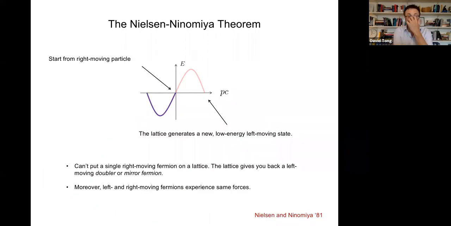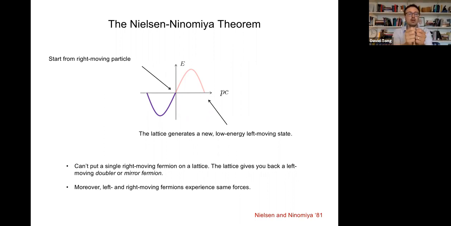All right, so what's the upshot? We started by trying to put just a right-moving fermion on the lattice. That's this guy here. But the lattice doesn't allow us to do it. The lattice rebels and it gives back new low-energy states. They're low-energy states because the dispersion relation necessarily crosses the E equals 0 axis. They have high momentum, momentum equal to 1 over the lattice spacing. But at least as far as quantum field theory is concerned, at least interacting quantum field theory, they have low energy, and that's what's important.